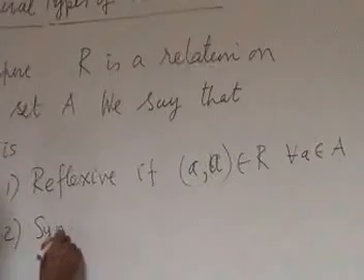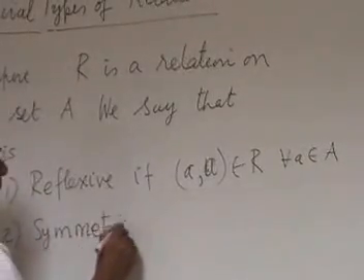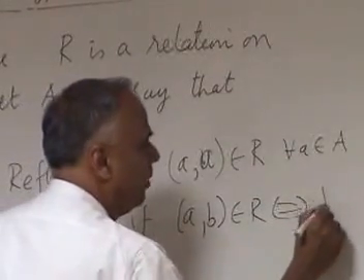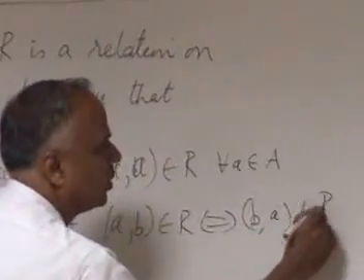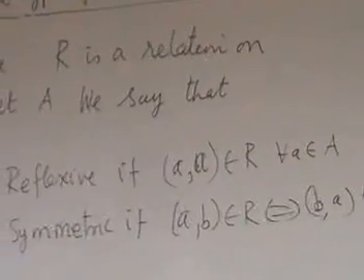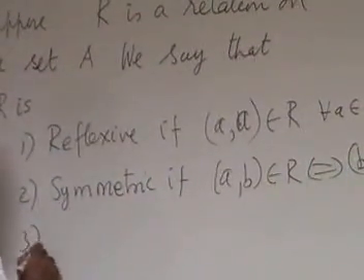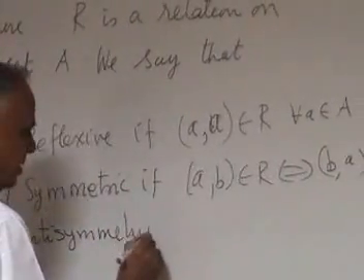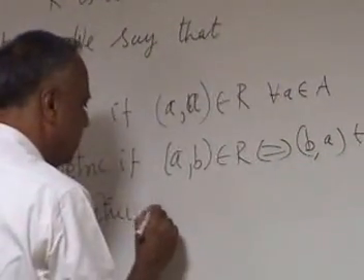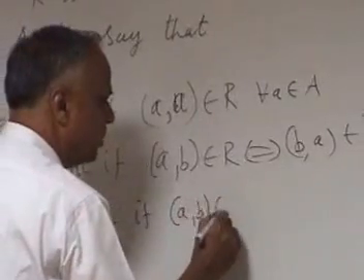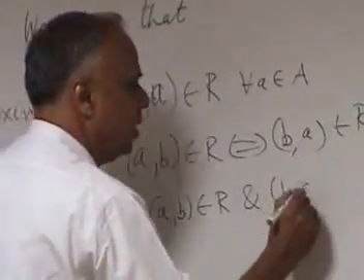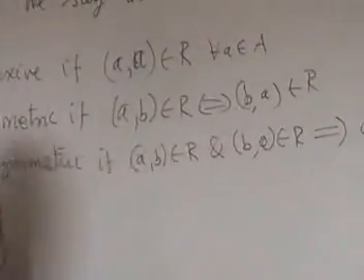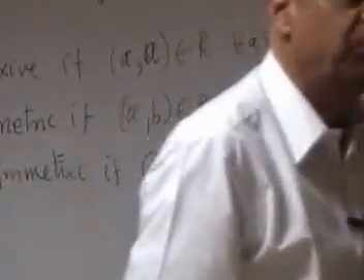It's called symmetric if (a,b) belongs to R if and only if (b,a) belongs to R. And it's called antisymmetric, the violation of this. Okay, antisymmetric if (a,b) belongs to R and (b,a) belongs to R, the only time that it can happen, if at all it happens, is when a equals b.